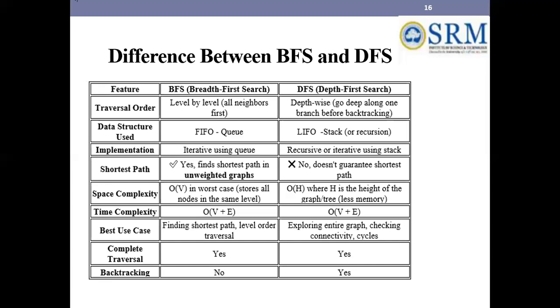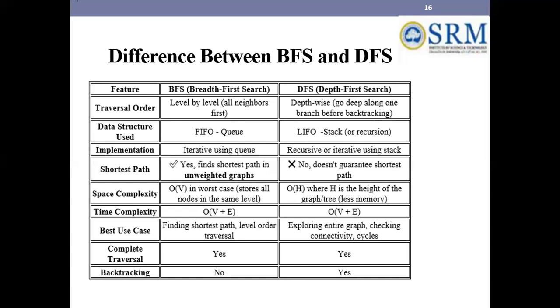Implementation: BFS is iterative using a queue. We are using a for loop or while loop, an iterative looping statement, for implementation with a queue. Depth first search uses recursion, or iterative using a stack. Shortest path: BFS, yes, it finds the shortest path in unweighted graphs. DFS does not guarantee the shortest path. And space complexity for BFS is order of V in the worst case.